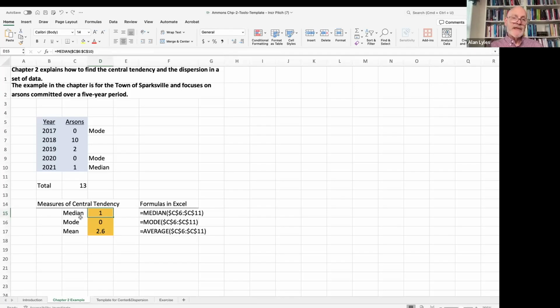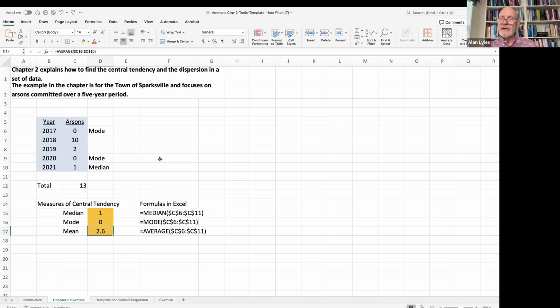What we have here is median, mode, and mean. These are the way we calculate it. I'm showing that for didactic purposes. And we have a median of 1, a mode of 0, and a mean of 2.6. This is an example from the chapter.